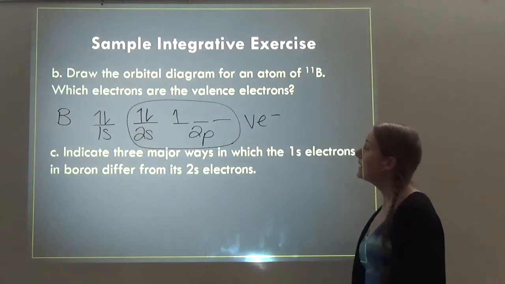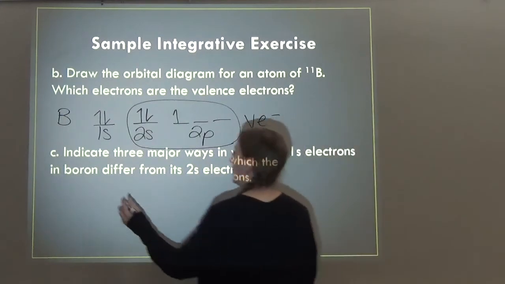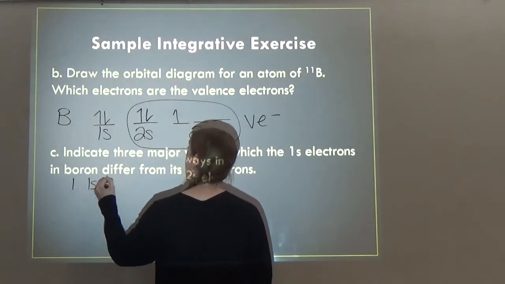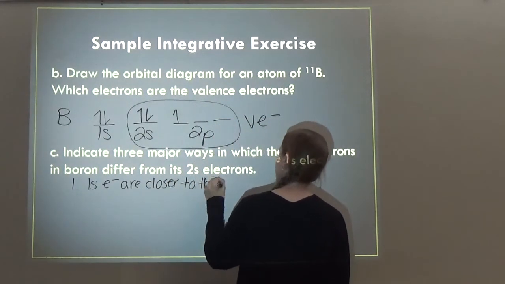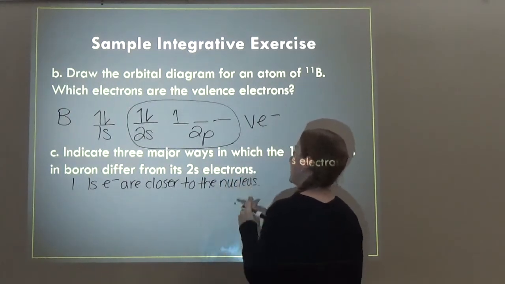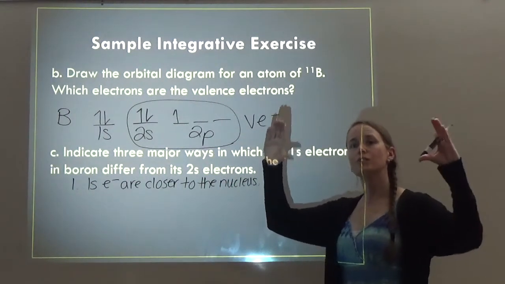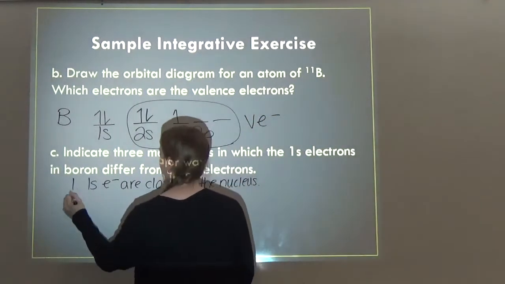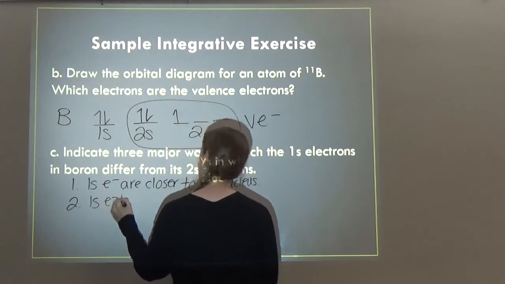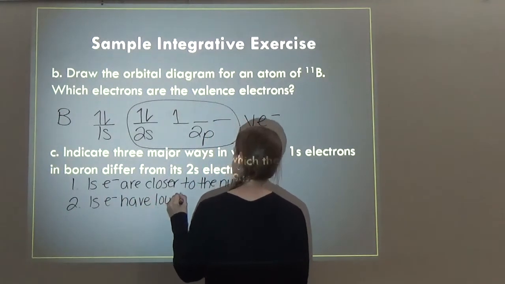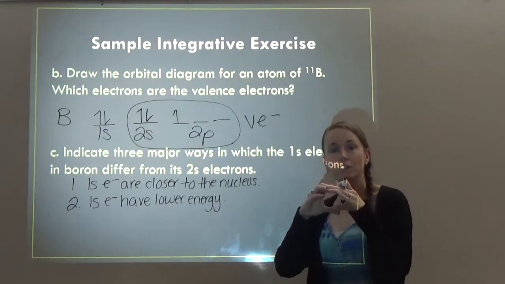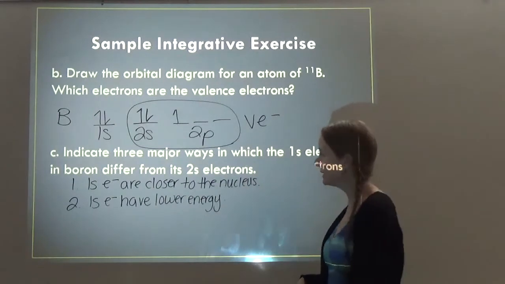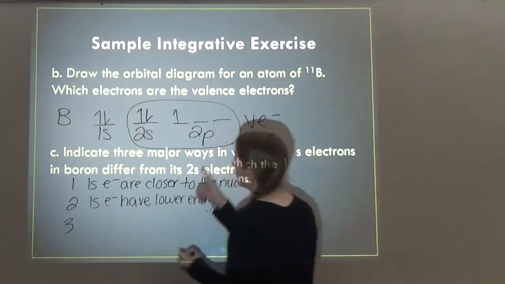So then C says, indicate 3 major ways in which the 1s electrons in boron differ from the 2s. Okay, well, the 1s electrons are closer to the nucleus, because as you go to higher energy levels, you get further from the nucleus. A second one would be the 1s electrons have lower energy, because the energy levels closer to the nucleus have lower energy, and you need more energy to get further from the nucleus. And then the last one kind of goes with this right here.